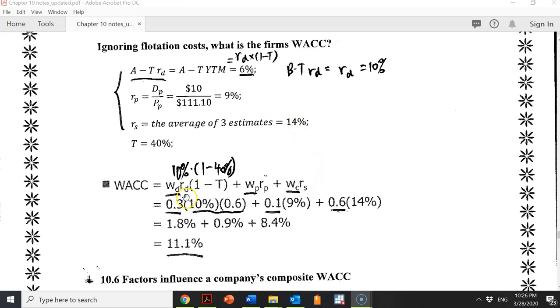For RD, cost of debt, it should be 10%, but we do need to do a tax adjustment, 1 minus T, so it's 10% multiplied by 1 minus 40%, or 10% multiplied by 60%, so we have 6%. For RP, it's 9%. For RS, it's 14%. So we use the three weights multiplied by the three returns. We have WACC as 11.1%.